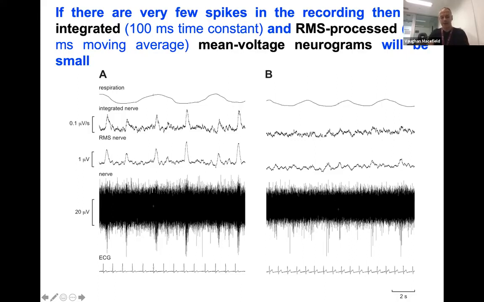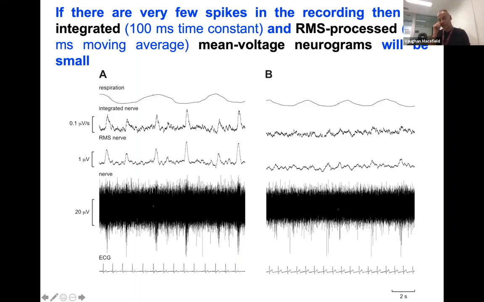Now this is a typical multi-unit recording. On the right is an oligo-unitary recording, so just a few spikes firing. There are also these low amplitude spikes in the background. But when you have such a focal recording like this, you don't really see much in either the root mean square signal or the integrated signal.